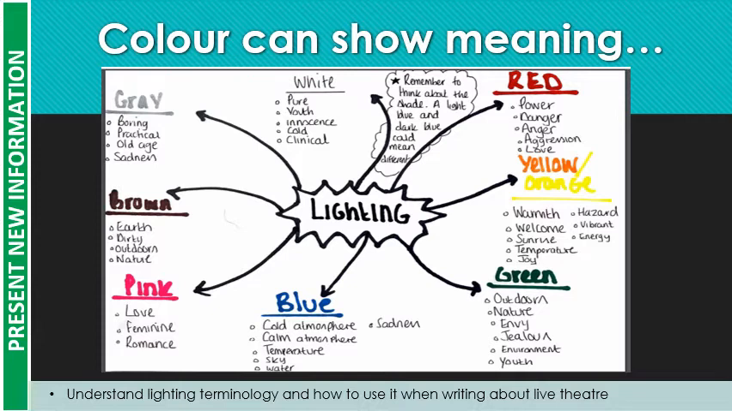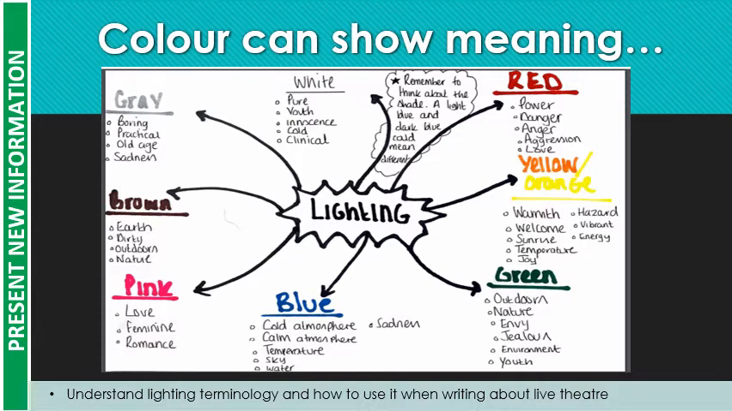Blue is a cold atmosphere, sadness, sometimes a calm atmosphere. It can also portray temperature. So if you were out on a lake, maybe in a scene, they might use blue. Reminds us of sky and water. Green is outdoors, it's nature, envy. That's a very nice way to use green there.